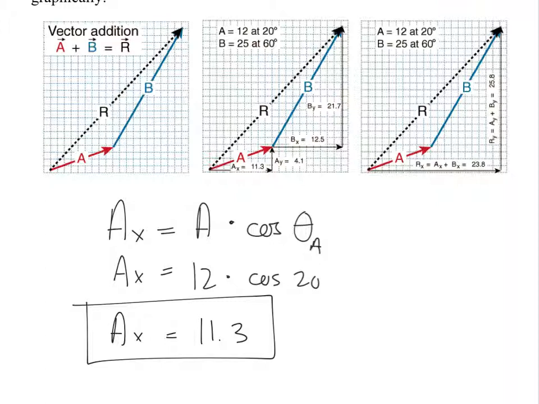All right, so Ax, again, the horizontal component or the x component, comes from vector times cosine. How about the 4.1? What are you going to do for that? You can do Pythagorean here, but just use trig. What would it change to? Sine. Go ahead and do 12 times sine of 20. And you're going to get 4.1, which is given on the diagram.